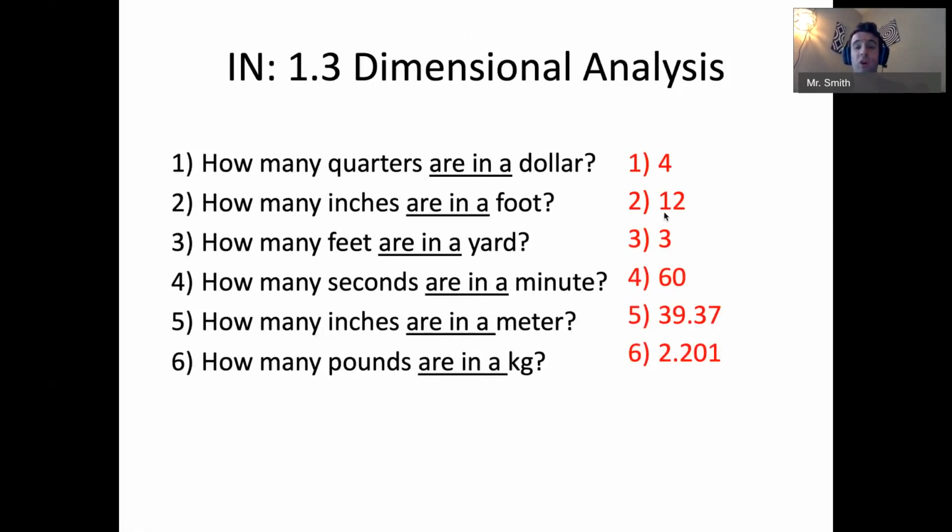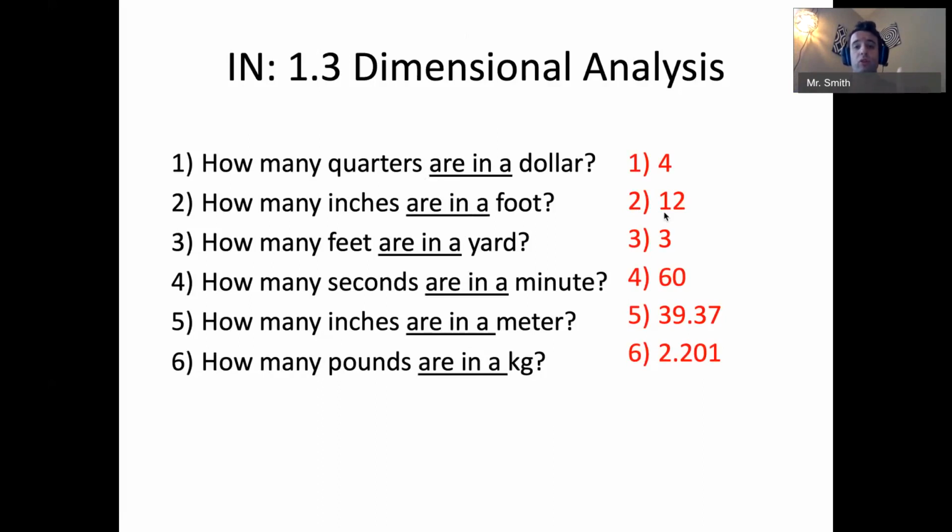So if I were to give you a problem, one of the basic dimensional analysis problems is something like: you have 3 feet. How many yards are in 3 feet? And you would say, well, I have 3 feet. That would be 1 yard, right? Because 3 divided by 3 equals 1. That's pretty basic math.